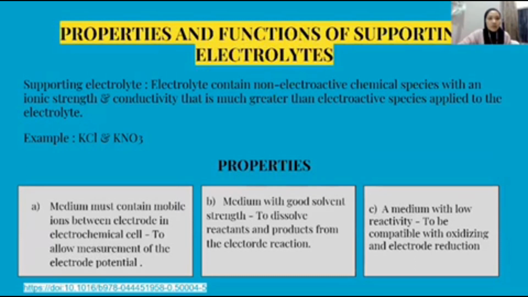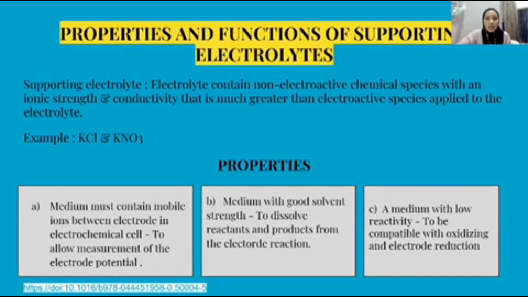So I will continue the presentation based on the properties and functions of the supporting electrolyte. So what is a supporting electrolyte? A supporting electrolyte is an electrolyte that contains non-electroactive species with an ionic strength, and the conductivity is much greater than the electroactive species applied to the electrolyte. Examples of supporting electrolytes that we usually use are KCl and also KNO3.